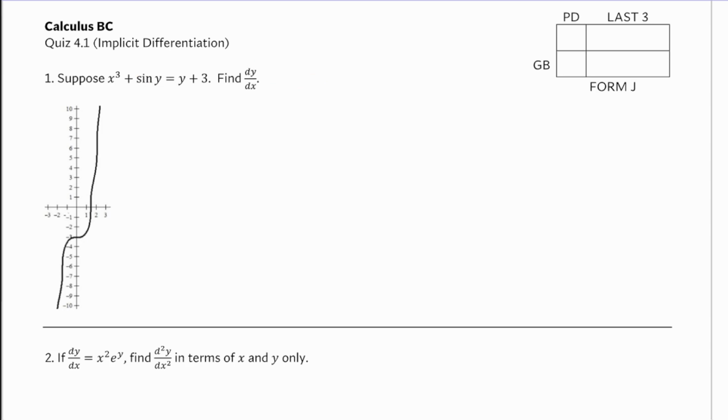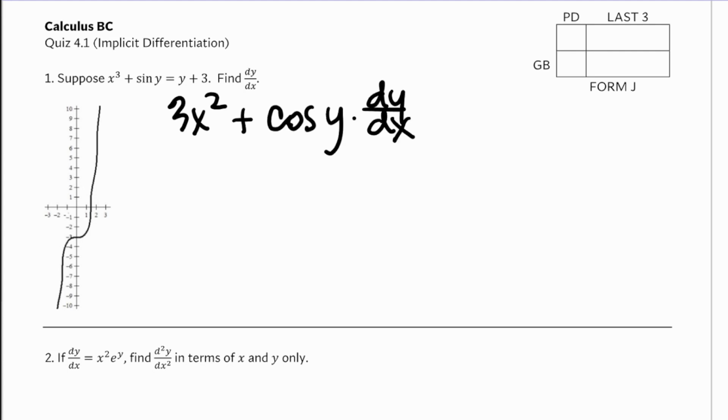Alright, now let's work form J. So suppose x to the 3 plus sine y equals y plus 3, find dy dx. Alright, so we're going to take the derivative of both sides of this equation with respect to x, and so the derivative of x to the 3 is 3x to the 2. The derivative of sine y is going to be cosine of y times dy dx for the chain rule, and that'll be equal to the derivative of y plus the derivative of 3.